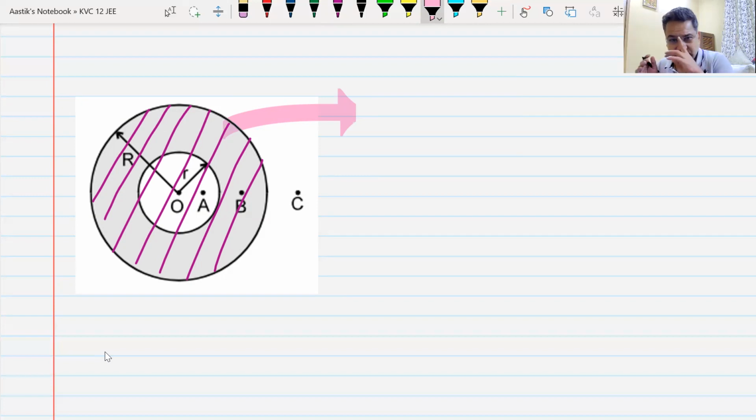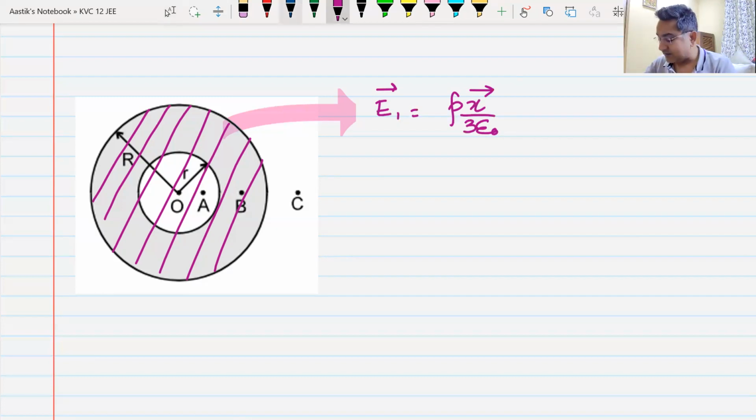For this sphere, this point B is still inside the sphere. Yes? X vector by 3 epsilon naught, sir. So that is the electric field, E1 equals rho x vector by 3 epsilon naught. Nothing changes here.